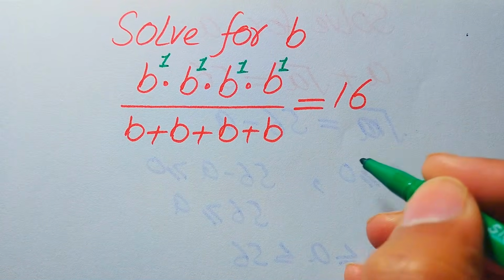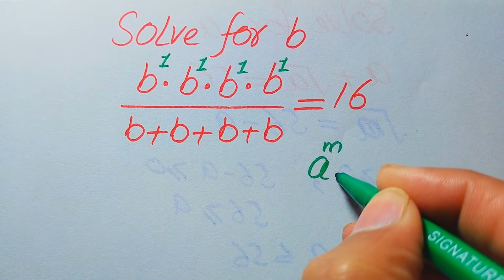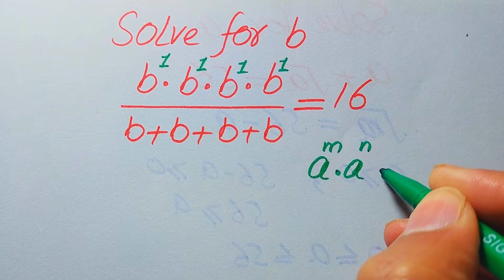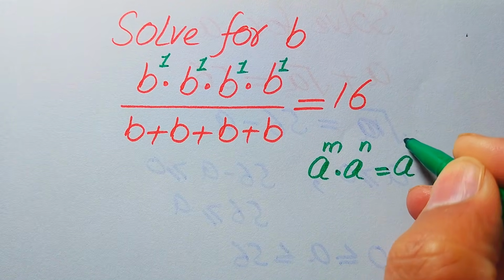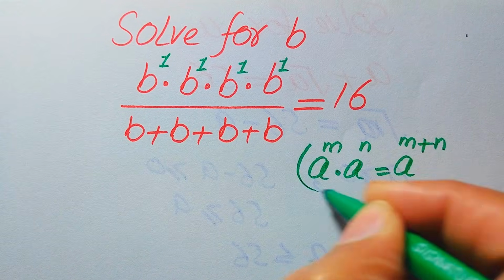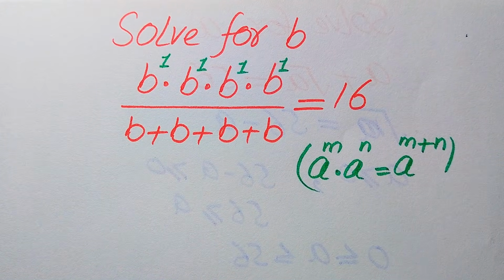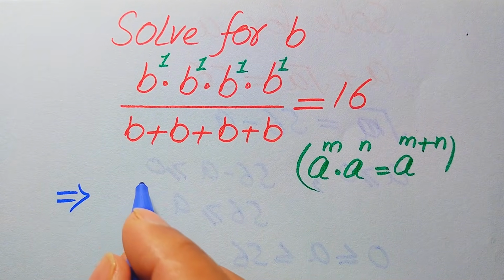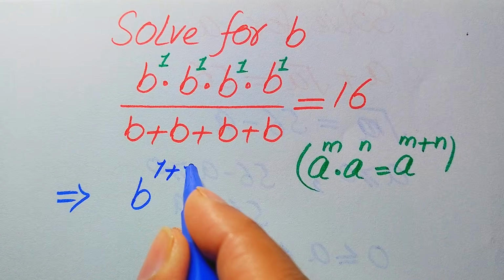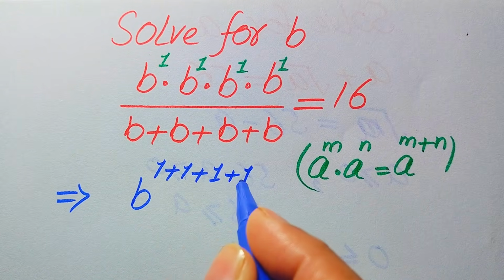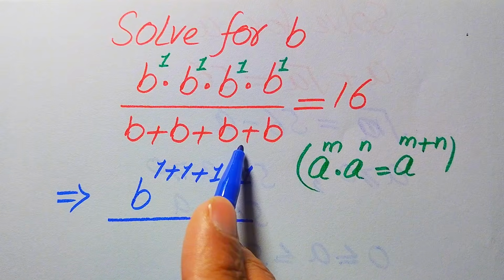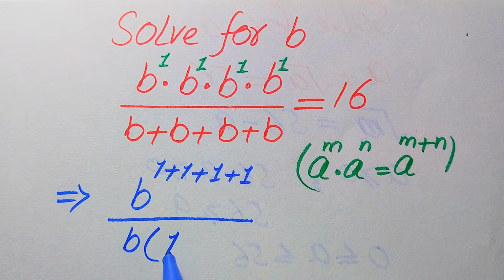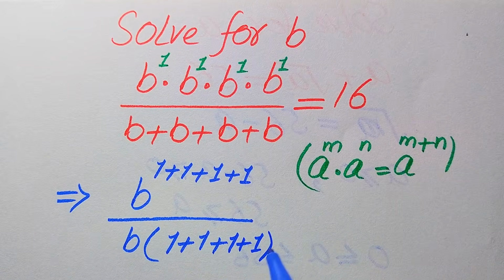So here we use the nice exponential law. You know that if we have a to the power of m multiplied by a to the power of n, it is equal to a to the power of m plus n. So you see here the bases of all these terms are the same, so we add the exponents according to this rule. We write the above equation as b to the power of 1 plus 1 plus 1 plus 1, divided by, here b is added 4 times, and when we take b common from here, the remaining values are 1 plus 1 plus 1 plus 1, is equal to 16.